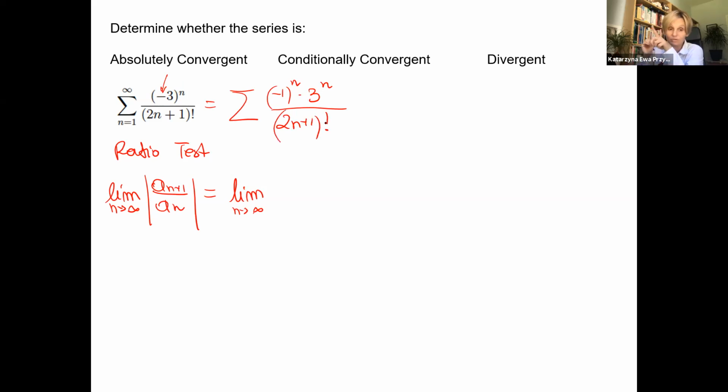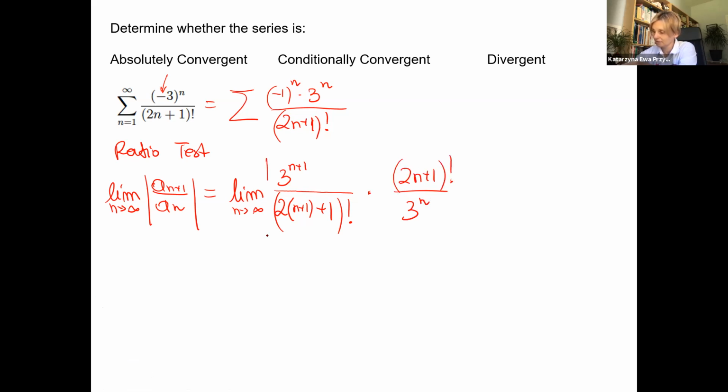Okay, that means absolute value will take away that (-1)^n. Now, first of all, we need a_{n+1}, 3^(n+1), (2(n+1))! over... and dividing by a_n, I will multiply by the reciprocal, actually. 3^n, (2n+1)!. And okay, I can put absolute value, but we don't need it, since each term is positive.